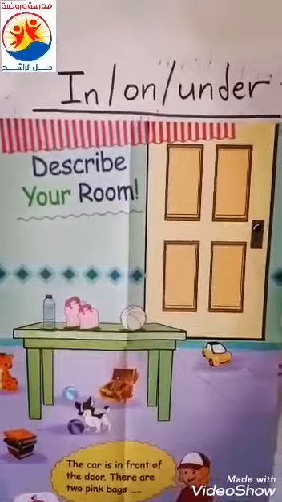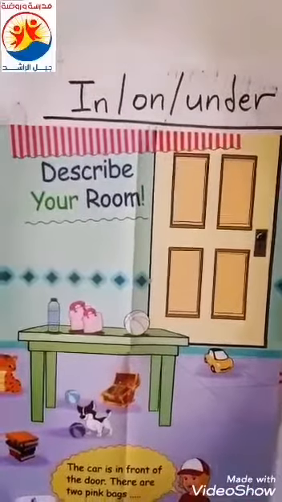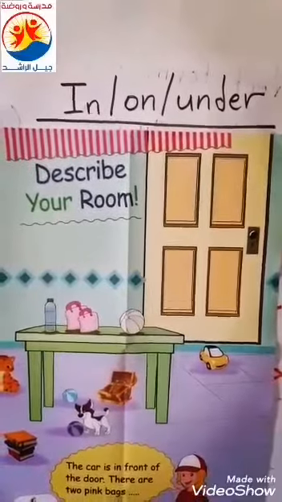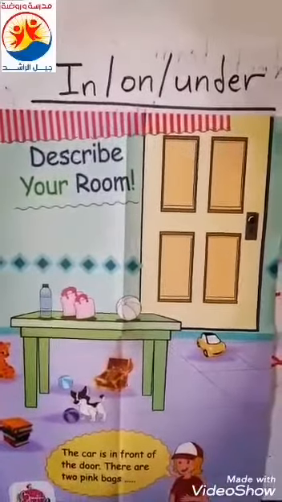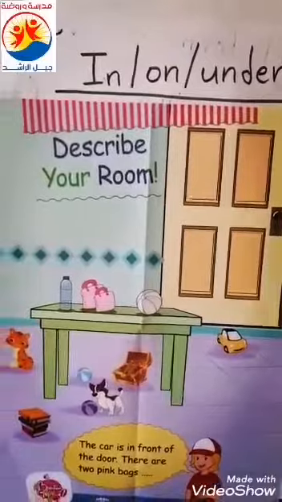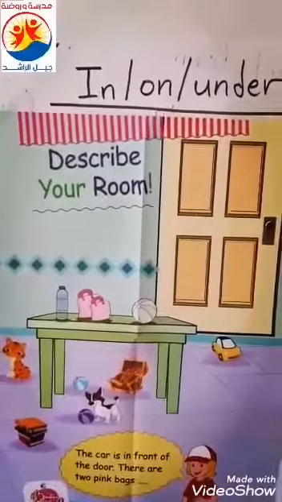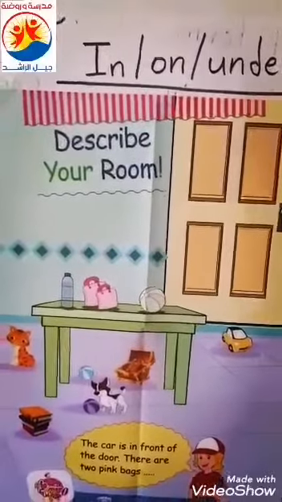Okay, last time we talked about in, on, under, and we described the difference between in, on, under. Today, our lesson is describe your room. This is my room. My room contains a table.